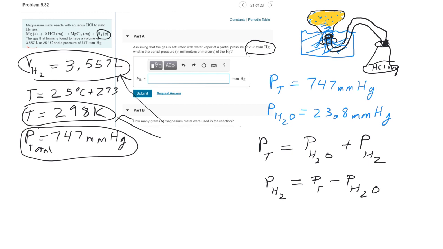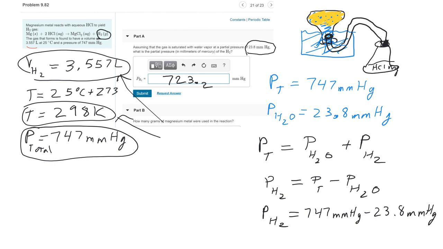So let's get that partial pressure of hydrogen gas. 747 minus 23.8 millimeters of mercury. Go to our calculator, and we get 747 minus 23.8, and we get 723.2 millimeters of mercury. All right, so that's part one.